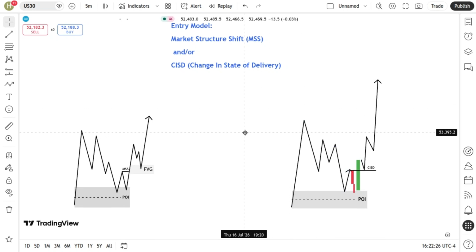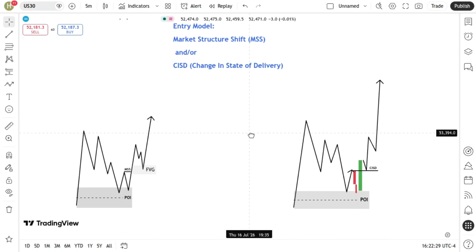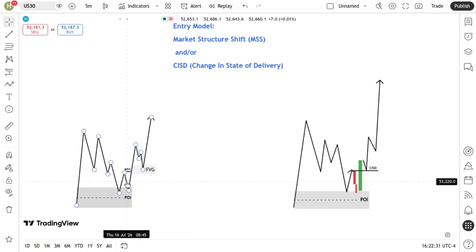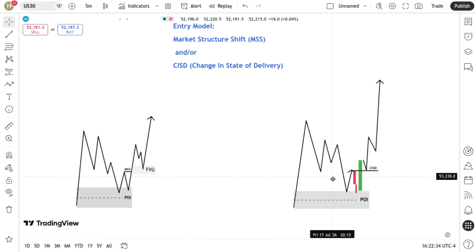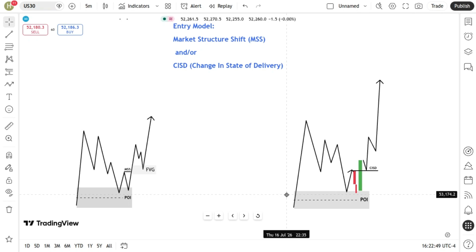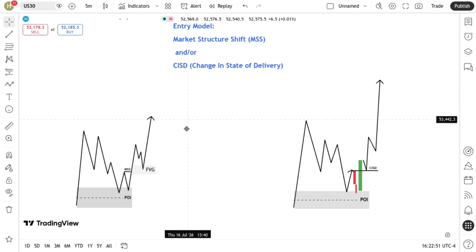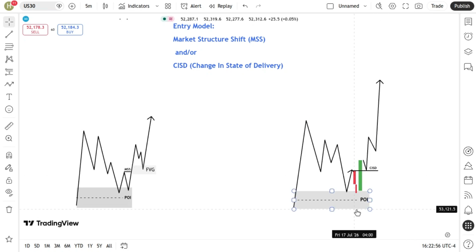So why is a change in the state of delivery the same or similar as a market structure shift? Well, a change in the state of delivery is just a market structure shift, but the market structure shift occurs on a lower time frame. That is simply it. So let's say we get a change in the state of delivery on the 5-minute time frame. It's probably a market structure shift on the 3-minute time frame or the 1-minute time frame. So these are essentially the same thing, except instead of waiting for the market structure shift on the time frame that you're using, you use the change in state of delivery to get an earlier entry in the price move.